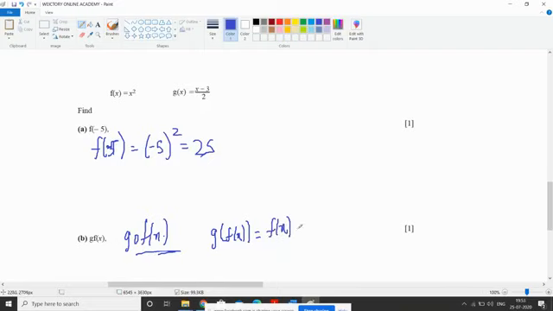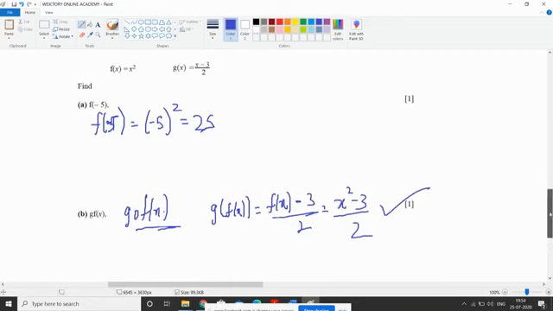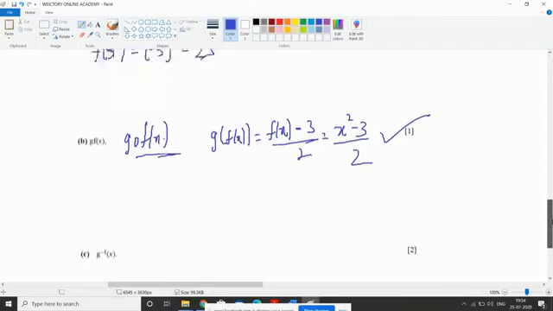So gf(x) will be, replace x with f(x). I'm showing you the step-by-step process. So f(x) minus 3 over 2. Now what is f(x)? x squared. So (x squared minus 3) over 2. I think it's a very simple question. So 1 mark. Next is g inverse x.